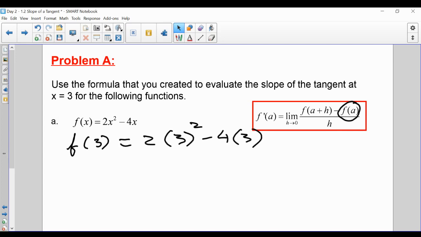Okay? All right. What is the limit? We've never seen that before. Well, we'll get there. We'll get there. All right. Is it 6? Well, let's find out.